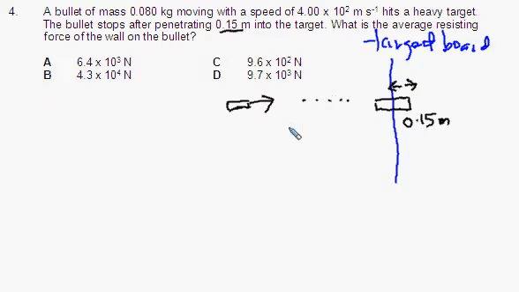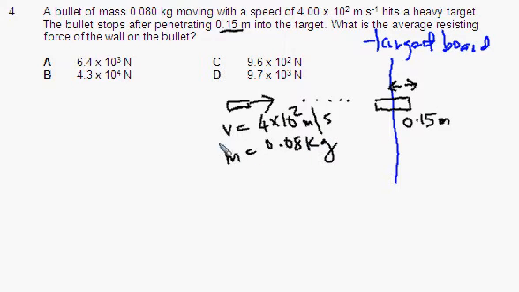Originally it has a speed, so we use the simple v. v is equal to 4 times 10 to the power 2 meter per second, and the mass is given as 0.08 kg. So the speed v is given, the mass is given, and this penetration is actually a distance. So this is my d.